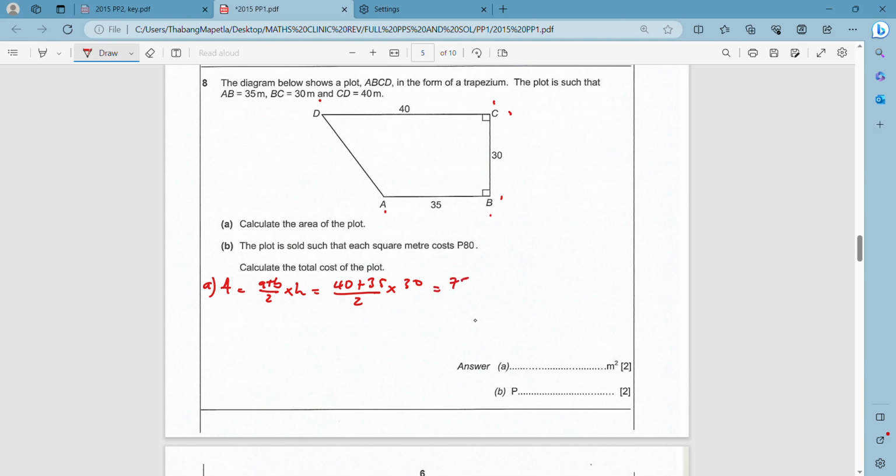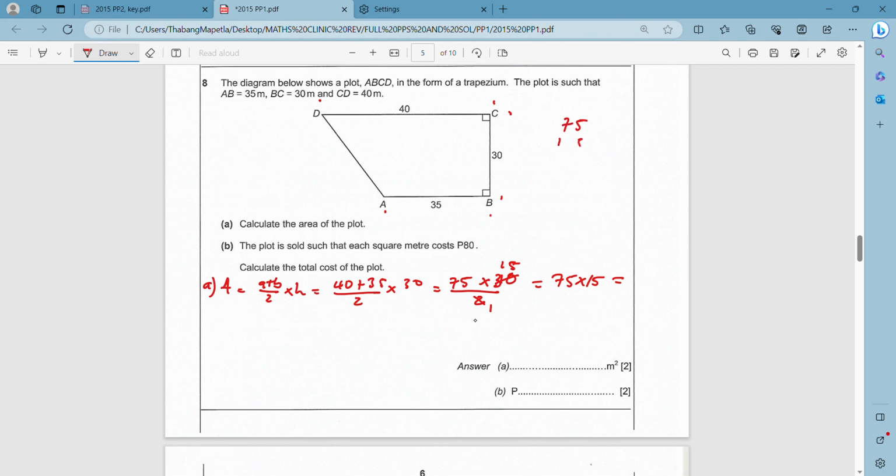So we're going to have 75 times 30 over 2. Then 2 here, 1, 2 there, 15. Then 75 times 15 is going to be our answer. Or we are going to get our answer from there. 75 times 15. So how much is it? I don't know. So let me calculate roughly there.